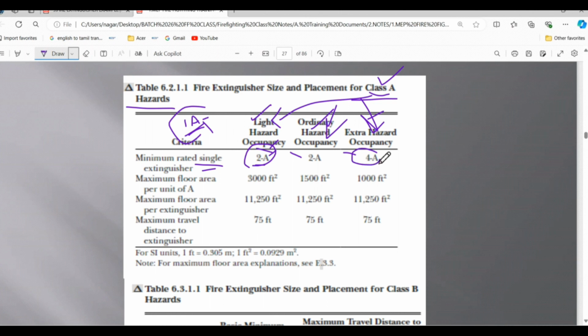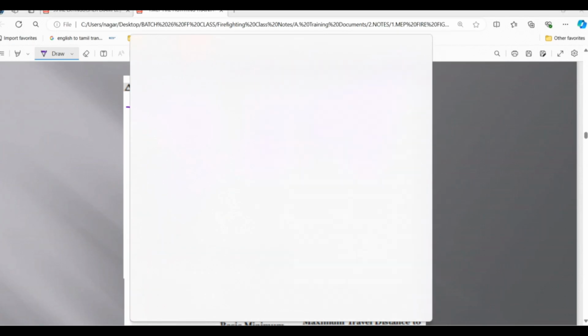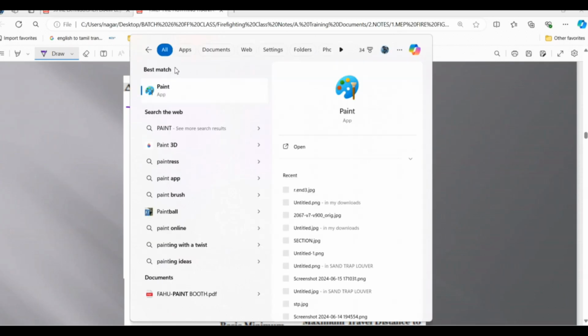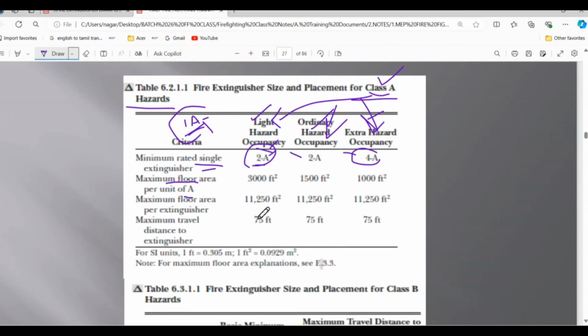That means 4 times 1.2, so that much amount of water is filled in the cylinder. Now, maximum floor area per unit of A. Let me open it here. Maximum floor area of a single A, so single A means 1A. If it is rated for 1A, it will cover 3000 square feet in the light hazard. When it comes to ordinary hazard, 1A means 1500. When it comes to extra hazard, 1A means 1000.